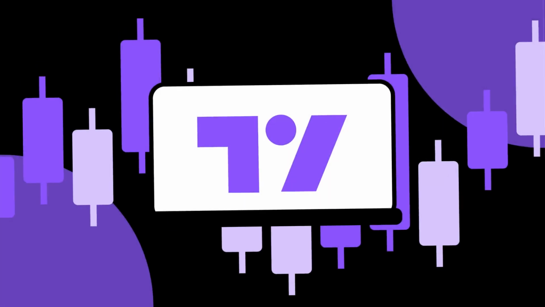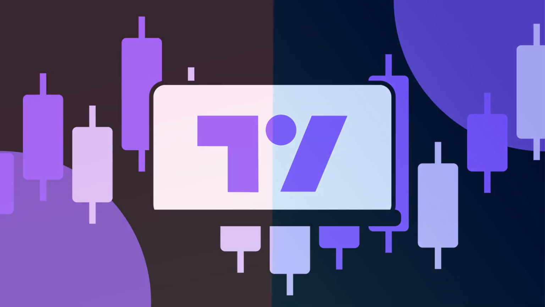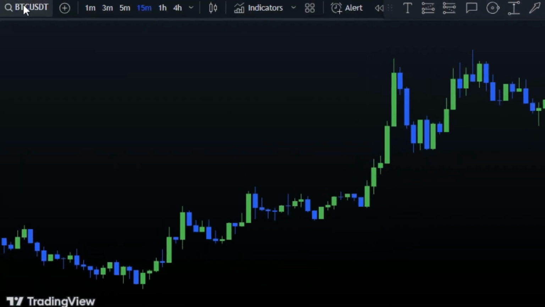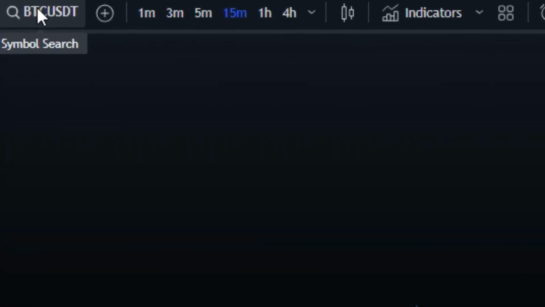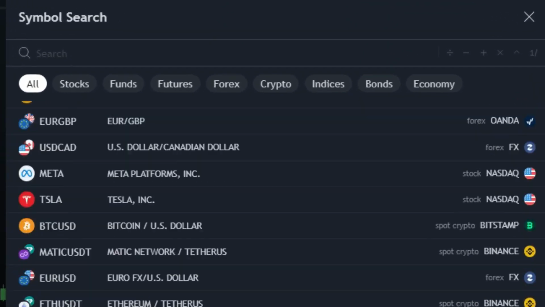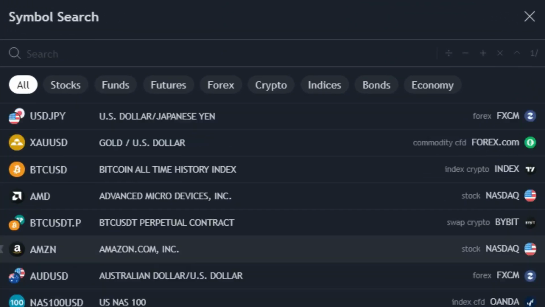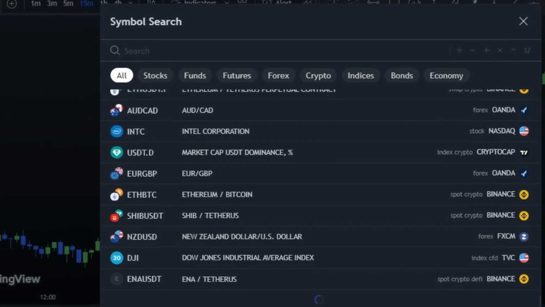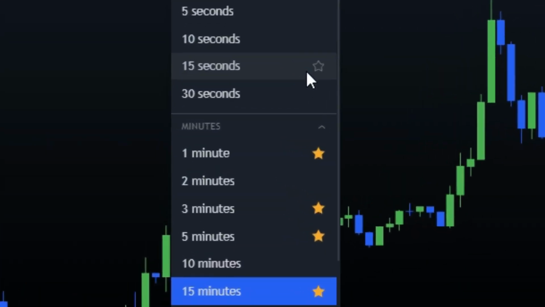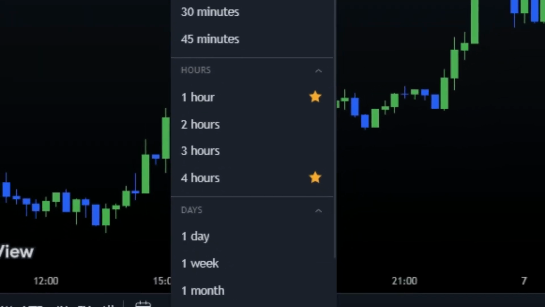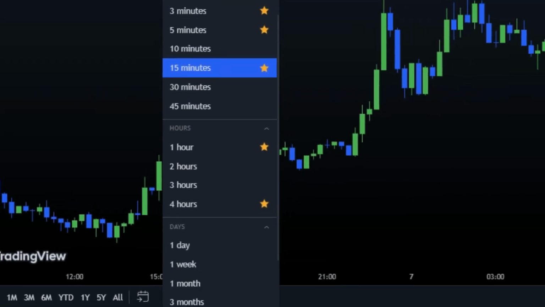We'll be utilizing the TradingView platform, a versatile and popular choice among traders worldwide. At the moment, we're focusing on the 15-minute Bitcoin chart. But remember, this strategy is versatile. One of the best things about this approach is its flexibility. It doesn't matter which market you prefer or what time frame you're most comfortable with. You have the freedom to adapt this strategy to your unique trading style and preferences, ensuring it works effectively for you in various market conditions.